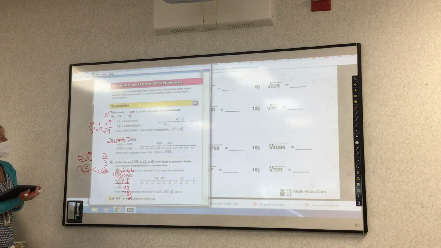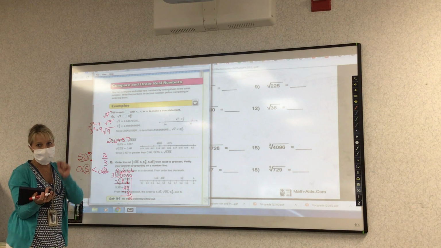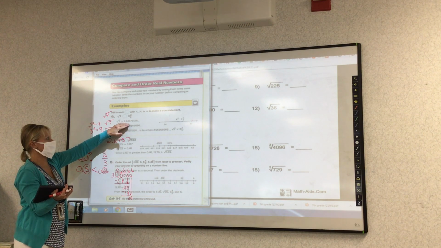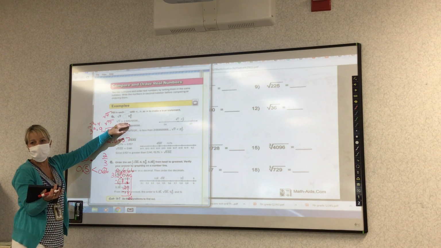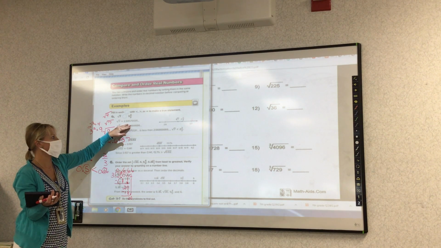It gives it to us in the math book, right? But I'm showing you how to get it on the calculator. Did the math book show you how to get it? No, ma'am. And there's no way you can solve it without using a calculator.